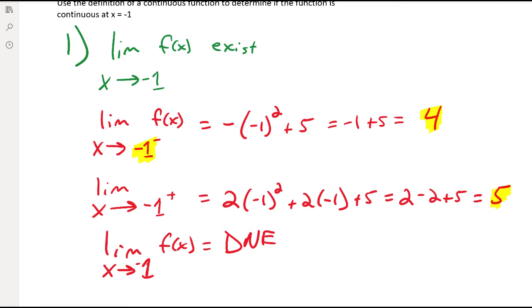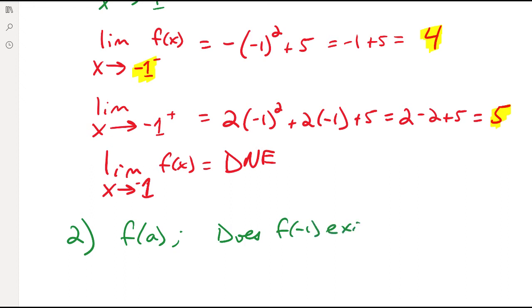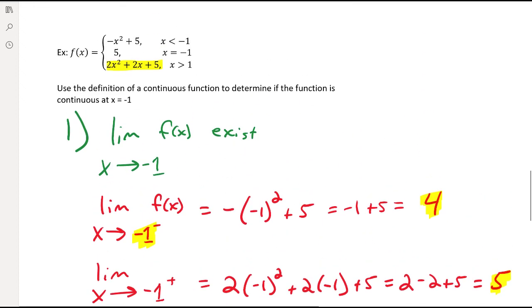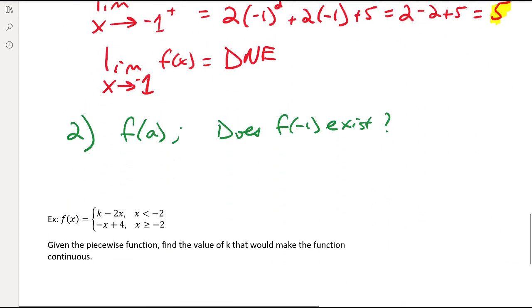All right? So just peeking ahead a little bit, what if that limit did exist? Well, the next thing that we would check is if f of a exists. Well, in this case, this means f of -1. Okay? So what I mean here is, does f of -1 exist? And it does. They tell us that at x equals -1, we get a 5. So f of -1 equals 5. Okay? So that condition is satisfied.